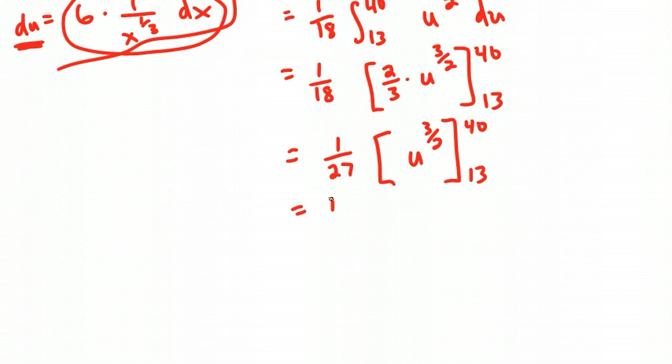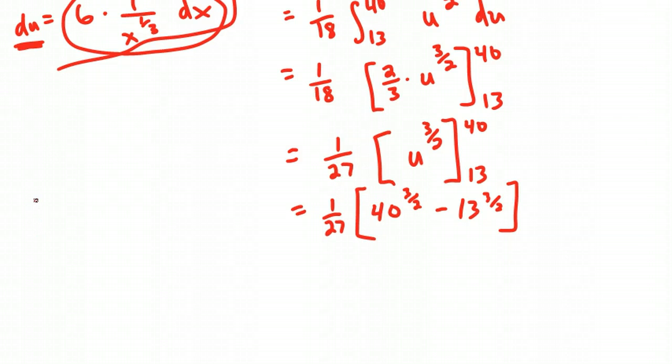Okay, so if we just plug this in, now we don't have to go back to x's. We don't have to go back and plug in what u was in terms of x, because we changed these values to 13 and 40. If we'd kept them 1 and 8, we'd have to go back to the x's. So what we have is 40 to the 3/2 minus 13 to the 3/2, and don't forget to put the parentheses here, and that's the correct answer.